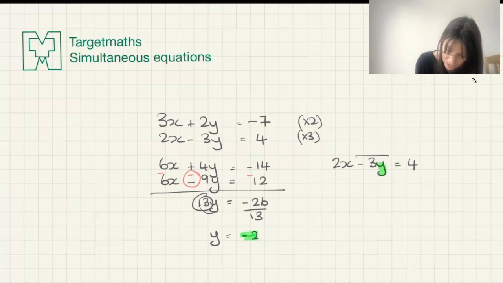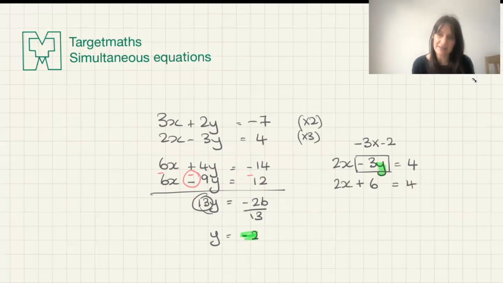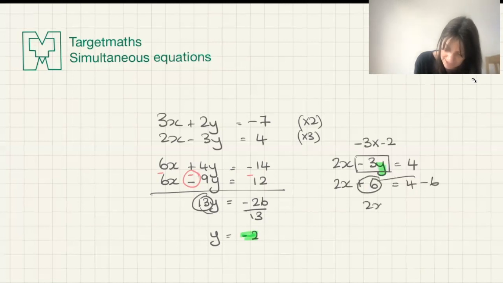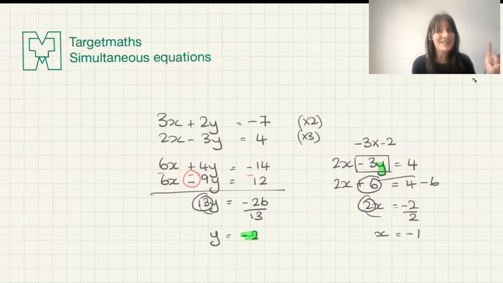So if I take the whole of this end bit, it says I've got -3 times -2. 3 times 2 is 6. The 2 negatives make the positive. And then I've got my 2x at the beginning and my equals 4 at the end. And at that point, I just do my hopping. So I've got 2x equaling, well, 4 take 6 is -2. Divide through by 2, and x is equal to -1. 2 into 2 goes 1. There's 1 negative in the question, so there's 1 in the answer.